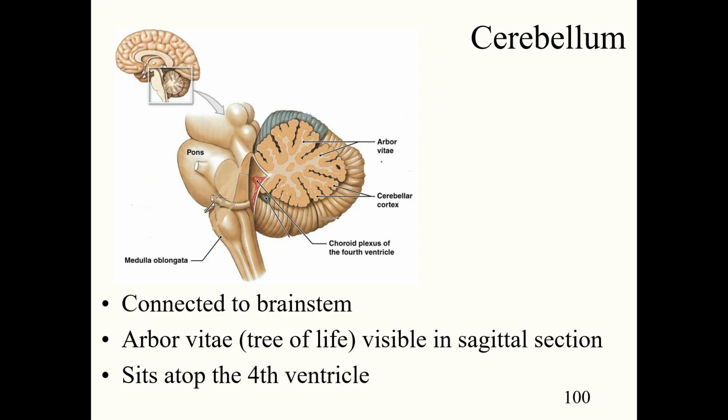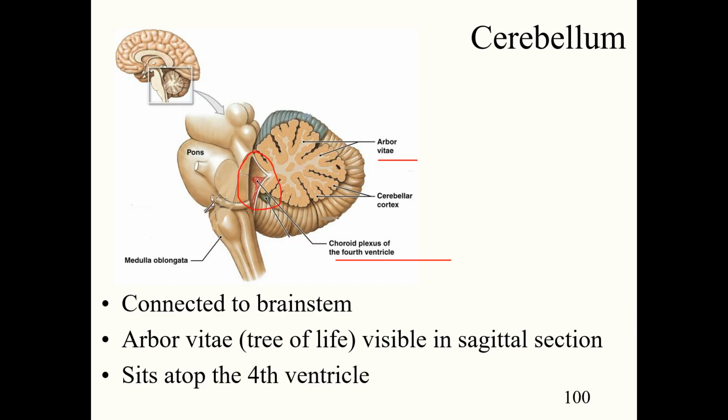It contains what's known as the arbor vitae, or the tree of life. So when you do a cross section of the cerebellum, it's not as easy to see in this picture here. It's easy to see really when you do the dissection on the sheep brain. It looks like a tree. The white matter of the cerebellum forms the shape of a tree. So you turn it sideways a little bit and you can see that tree there. And it sits on top of that fourth ventricle. So there's the fourth ventricle right there.